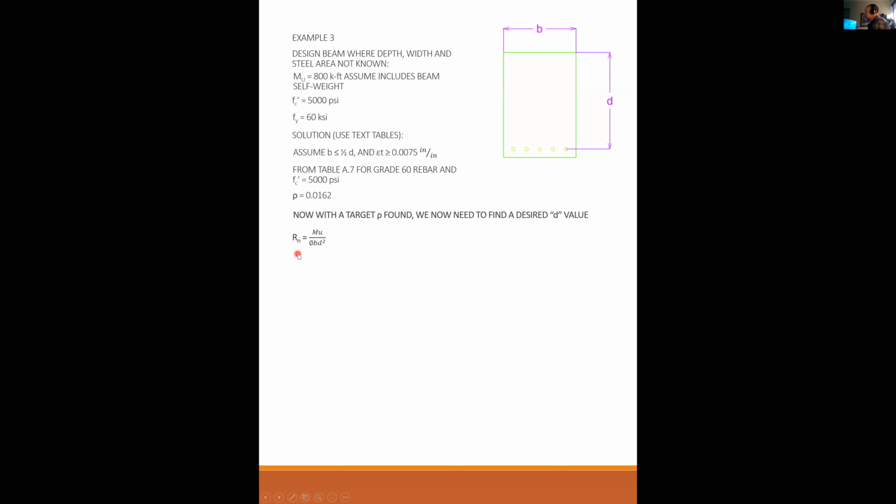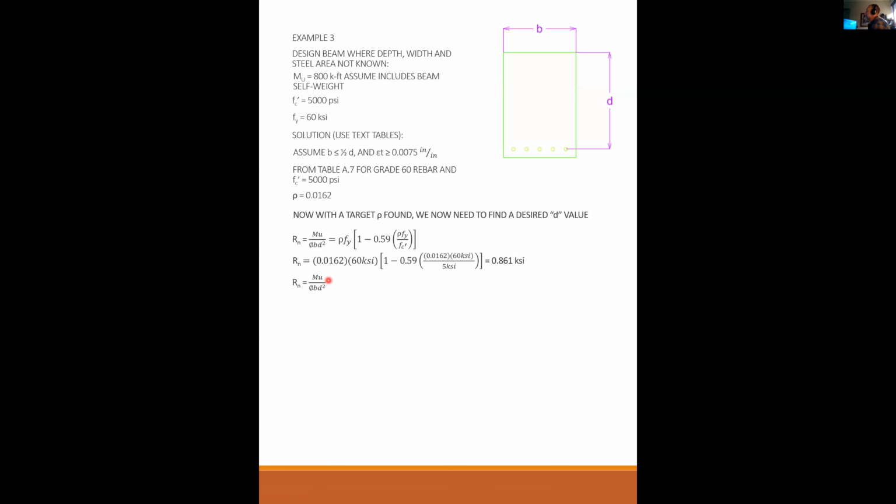Okay, so you're going to start seeing some patterns here. My reinforcement index, Rn, is Mu over phi b d squared. I don't know b, I don't know d, but I do know rho fy (1 minus 0.59 rho fy over f'c). So I can plug in those values and I get an Rn of 0.861 ksi.